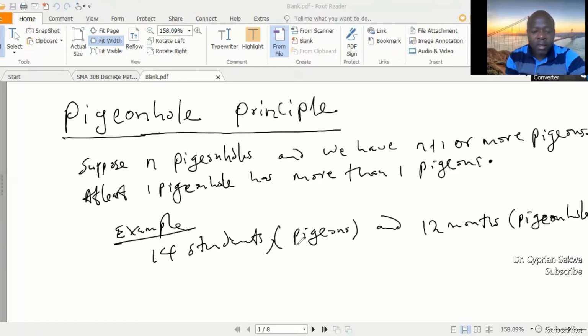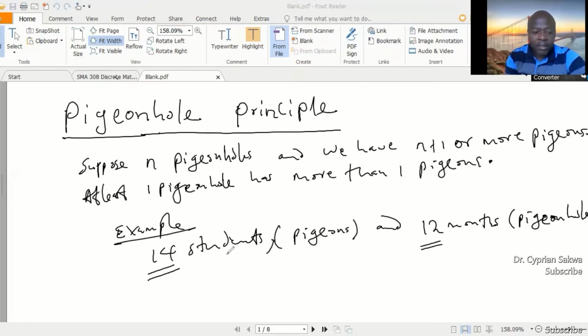At least more than one student, the pigeons here, were born in the same month. So we could have maybe 2 students born in the same month, or 3 students born in the same month, and so on, because the number of pigeons is more than the number of months.